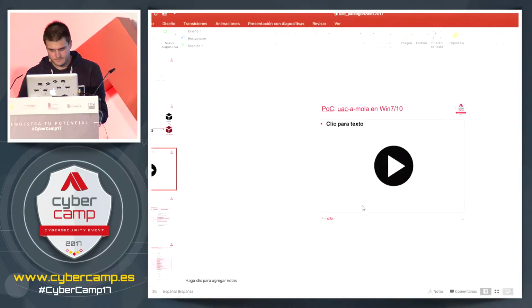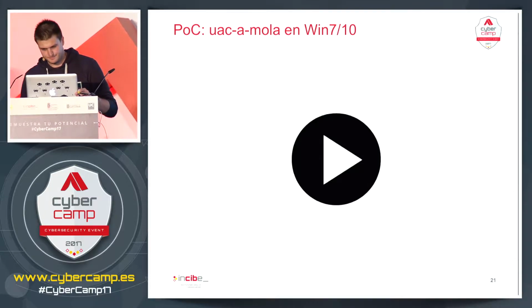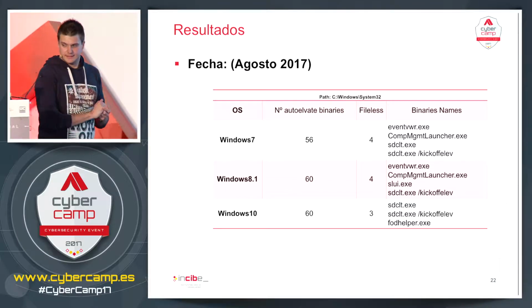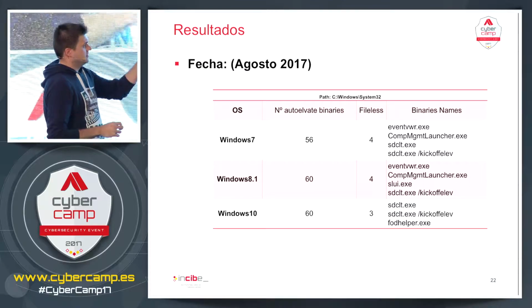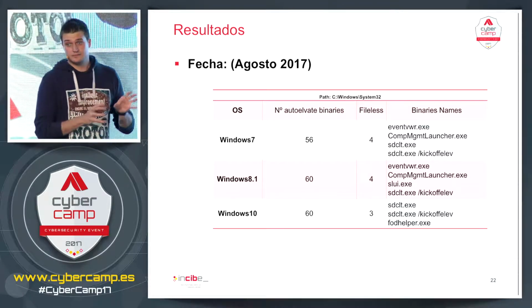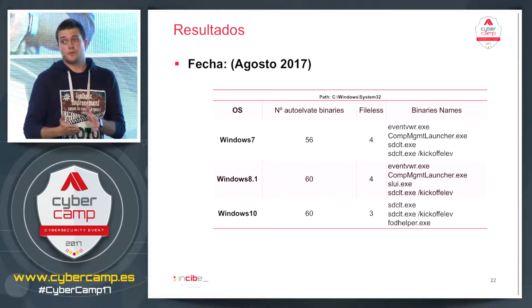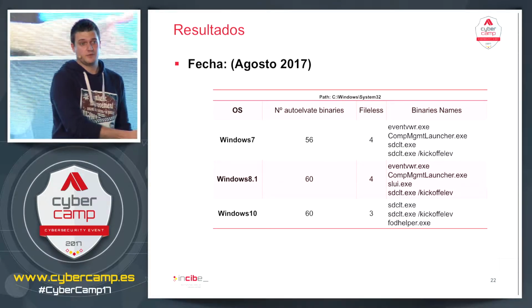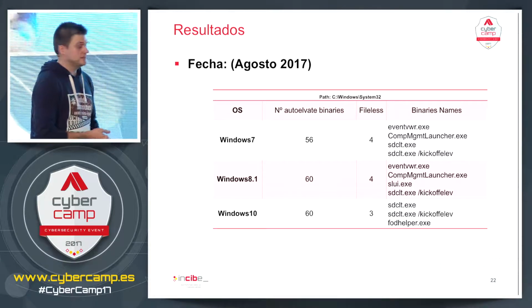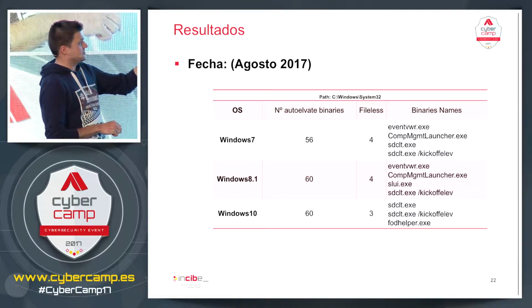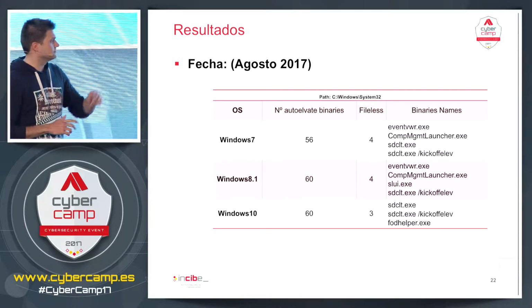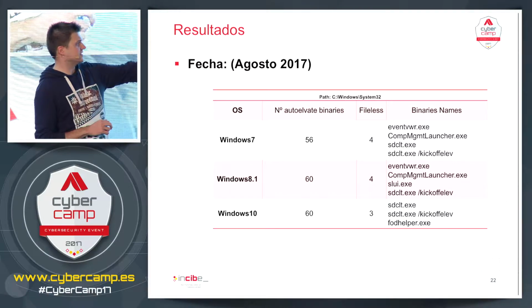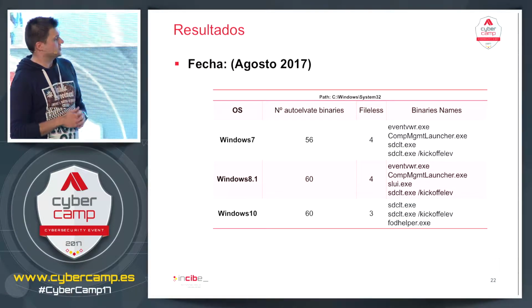And before we move any further, you are going to see the results. Here you have them on Windows 7, 8.1, and 10. Auto-elevate binaries are here. It varies according to the OS. And for example, food helper cannot be found on Windows 7 because it appeared on later versions, but this is the number of fileless files we found for 4 and 3.